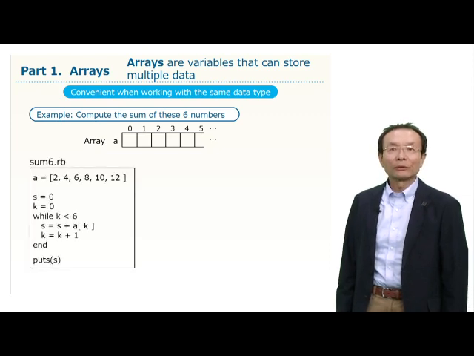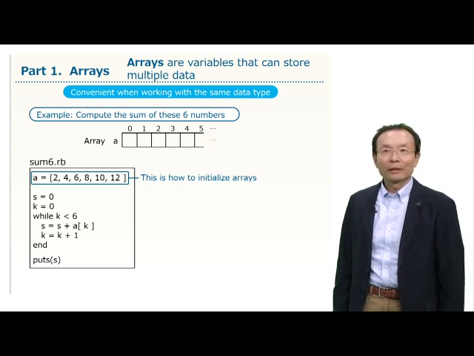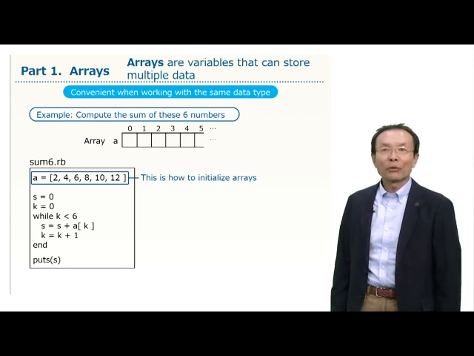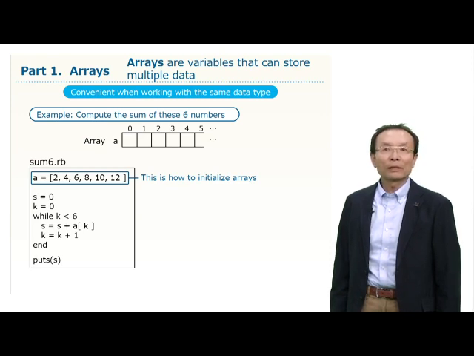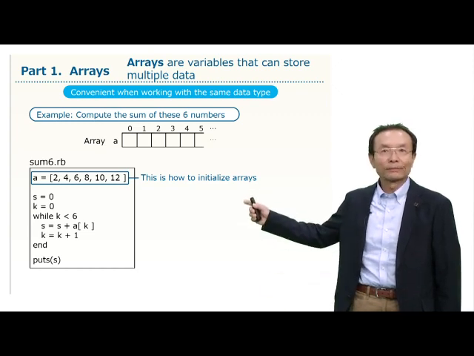This is the program to do that. Let's go through it in order. The first line is the initialization of an array named A. This is how we store data in the array. We arrange numbers after the square bracket in order, and the data will be in it. If we do this initialization statement, data will be kept in the array as written here, like this.